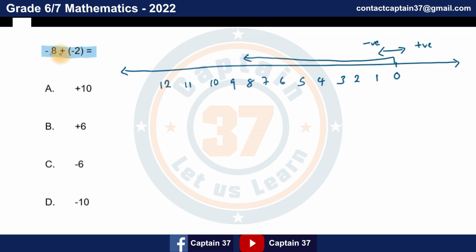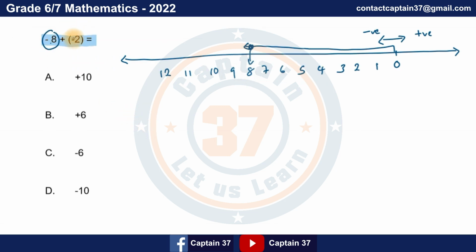Then it says plus -2. Plus is for numbers going to the right of 0, or anywhere taking a step to the right. But as long as it is a negative, you are going to take a negative step, meaning you're going to take a step to the left. So this is where we are. Then we need to take 2 more negative steps.